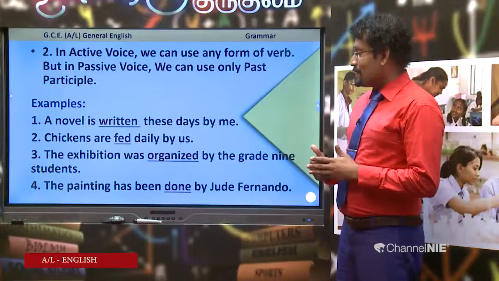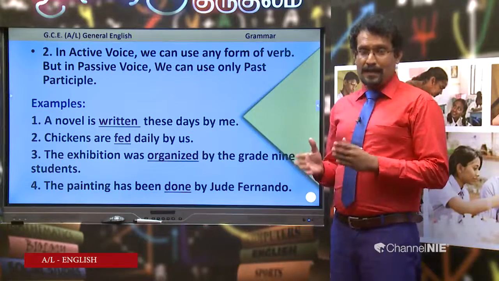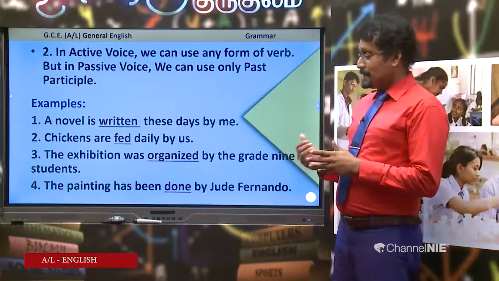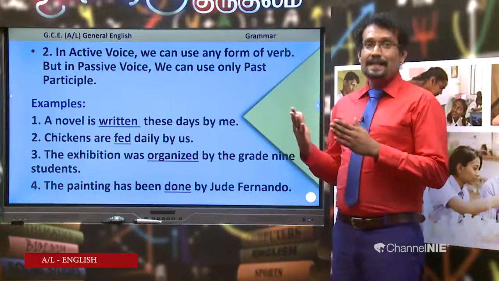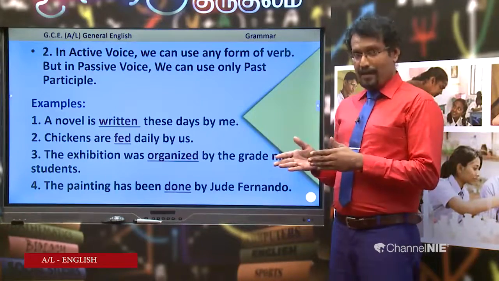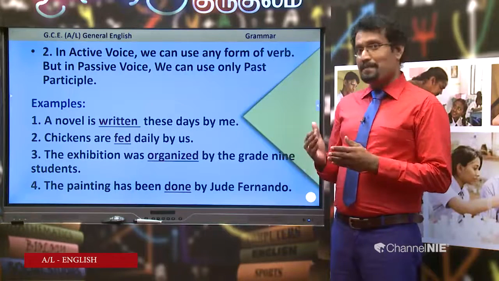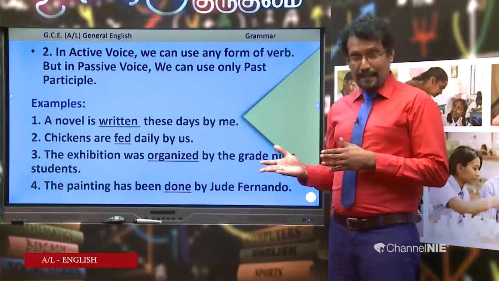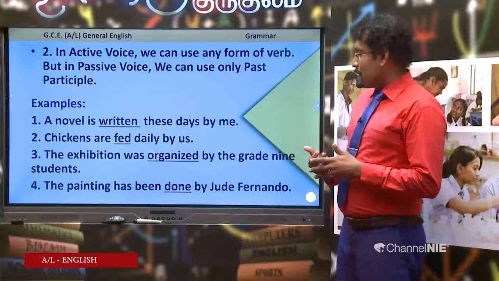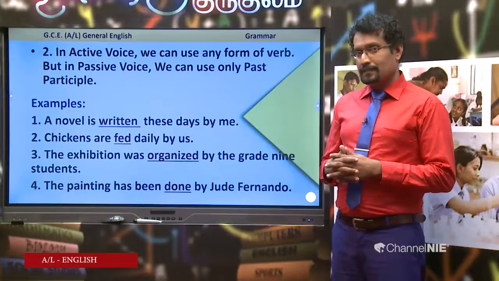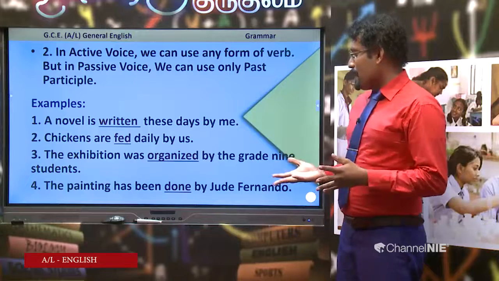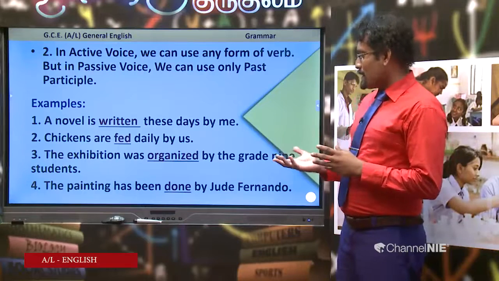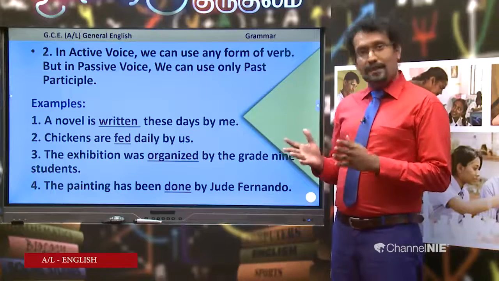A novel is written, that is the past participle form of write. Write, wrote, written. So, that is the past participle verb form of write, written. Chickens are fed daily by us. Feed, fed, fed. The exhibition was organized by the grade 9 students. The painting has been done by Jude Fernando. So, written, fed, organized, done are past participle verb forms.